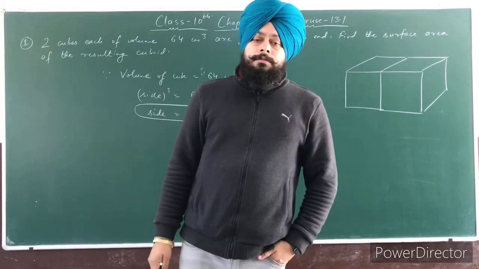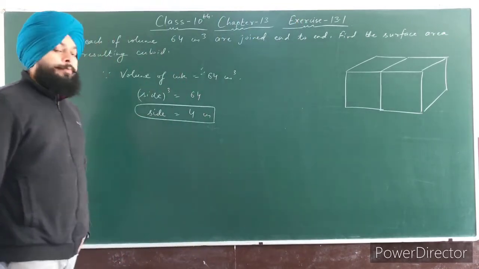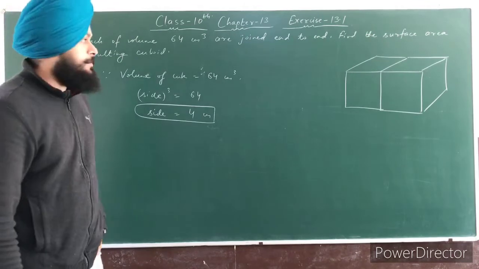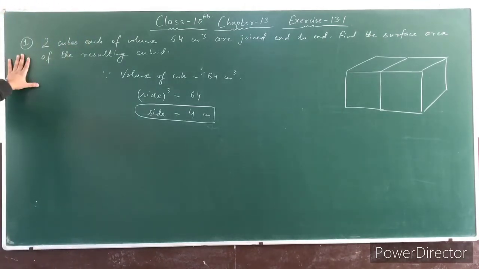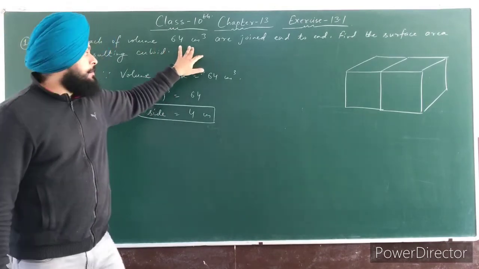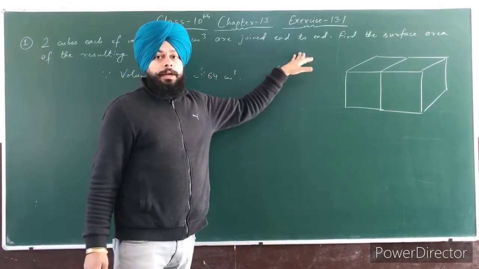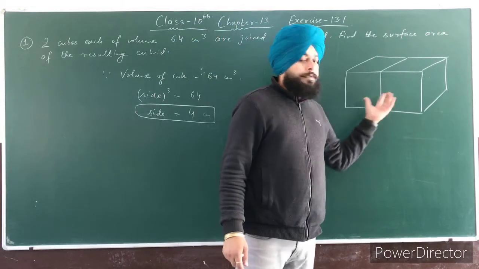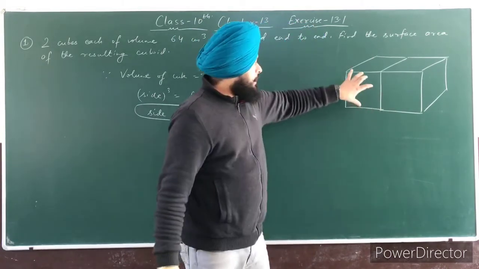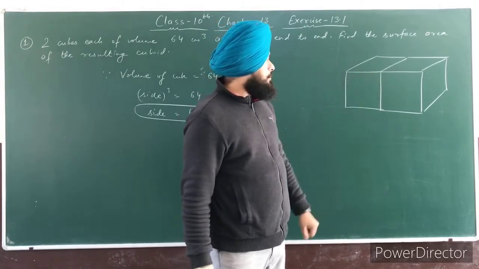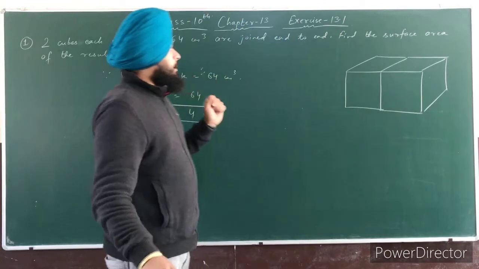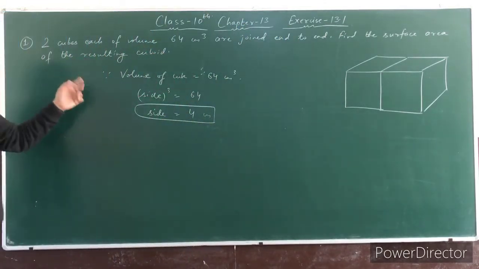Good morning, students. Next, we will do exercise 13.1 of your chapter number 13, surface area and volume. So, the first question is, two cubes each of volume 64 cm³ are joined end to end. You can see here there are two cubes, each having volume 64 cm³. These cubes are joined to each other end to end. Find the surface area of the resulting cuboid.